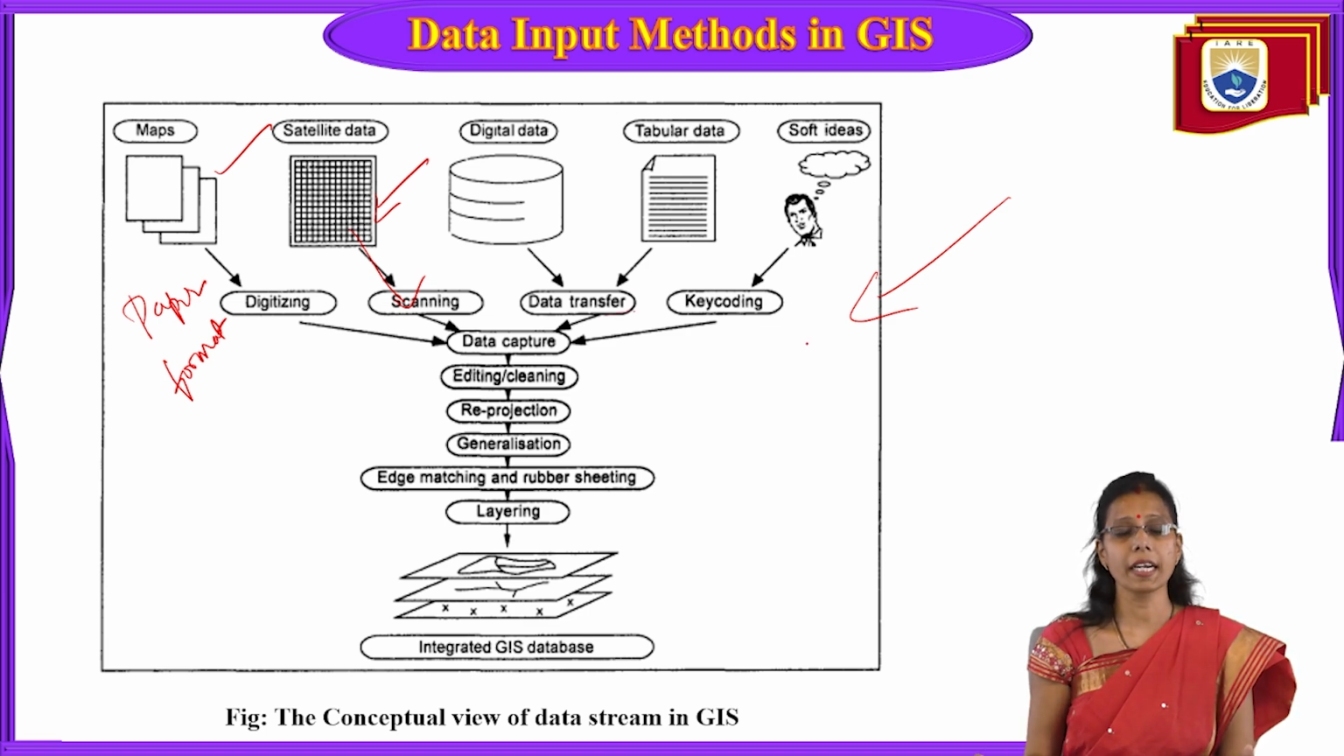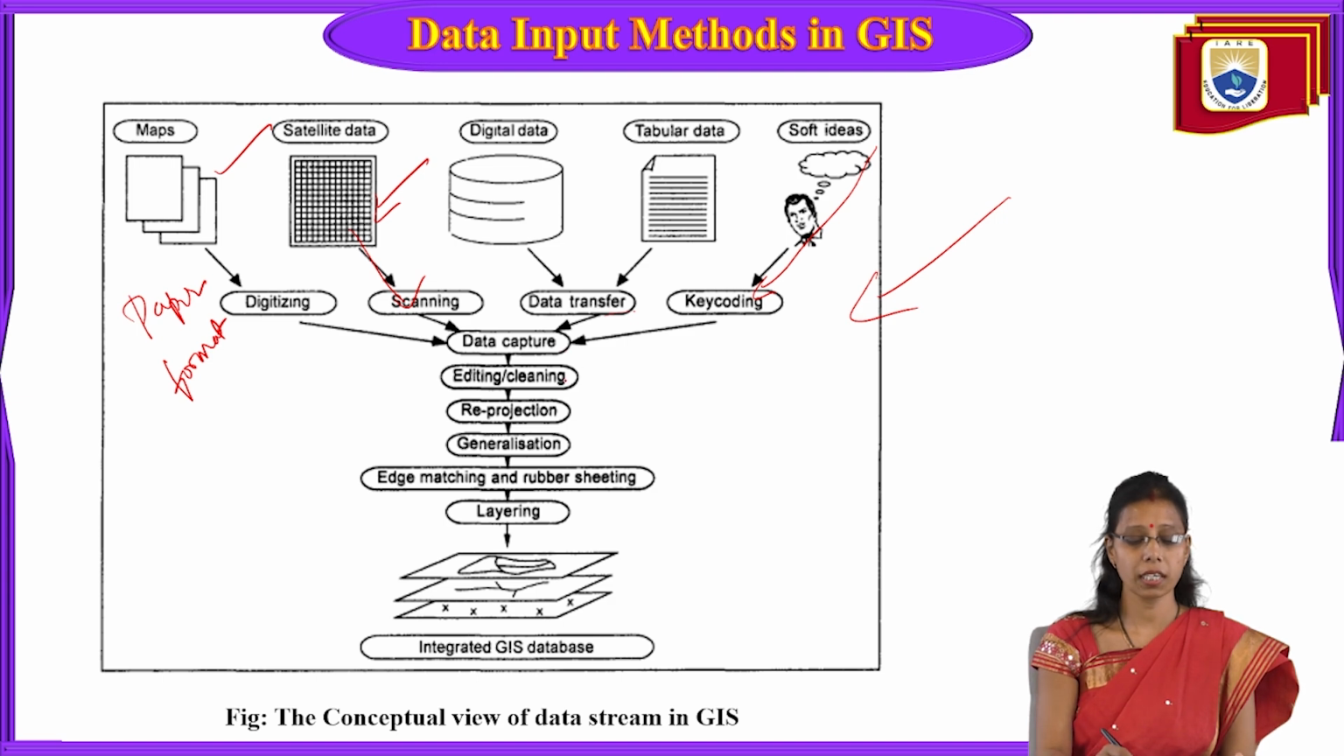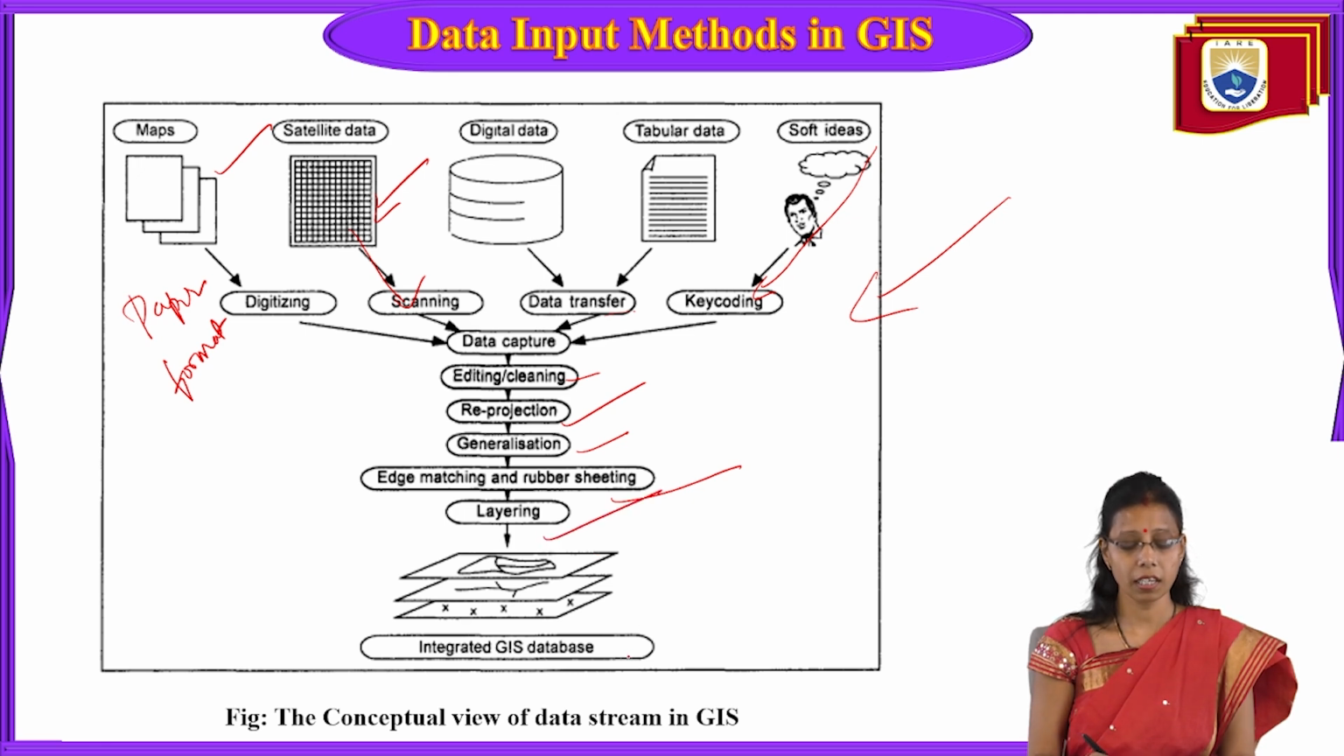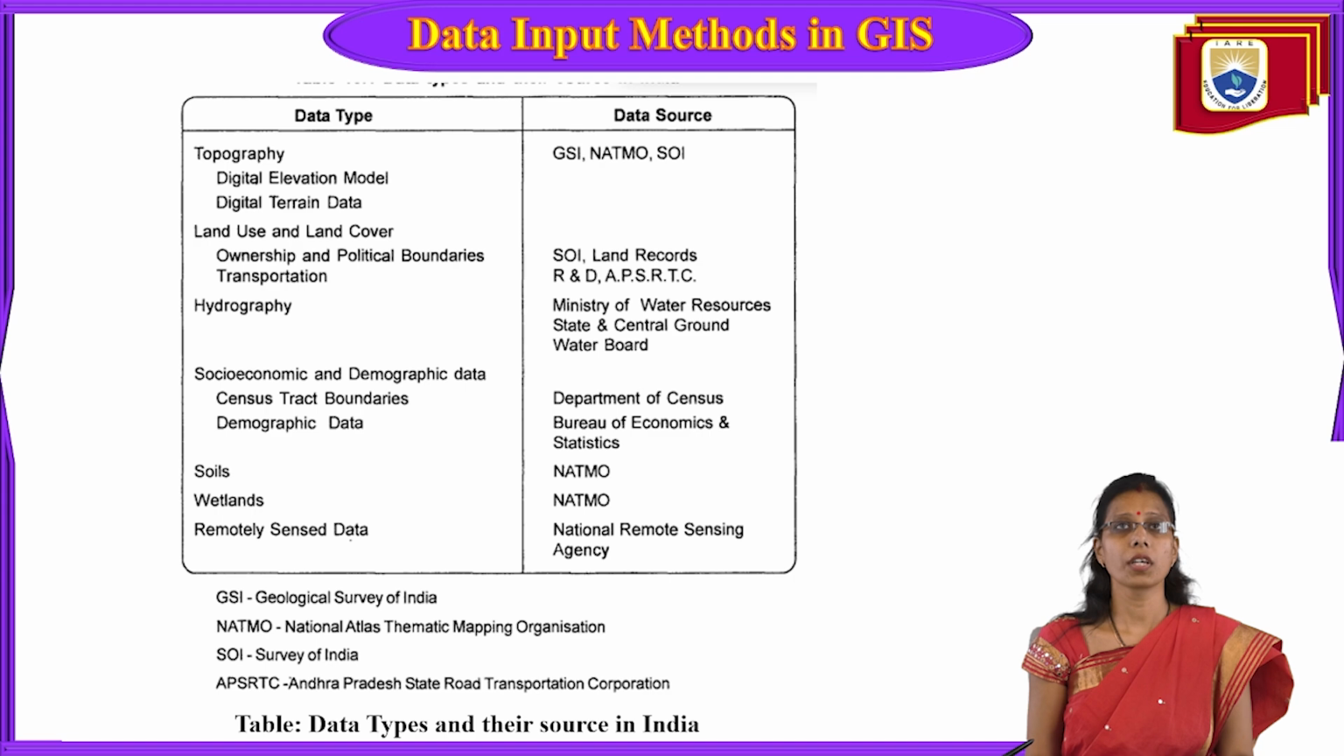Or if we have any ideas, any key coding ideas, those ideas can simply be implemented through keyboard entry. So directly we can just type through the keyboard and enter the information into GIS. Then data capture, editing, cleaning, reprojection, regeneralization, edge matching and rubber sheeting, layering, and then we can prepare an integrated GIS database.